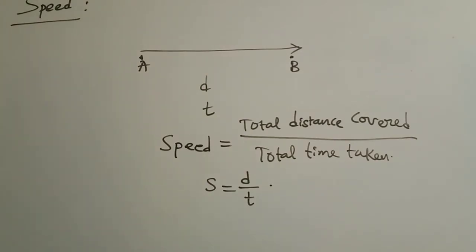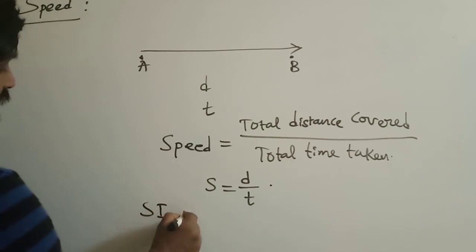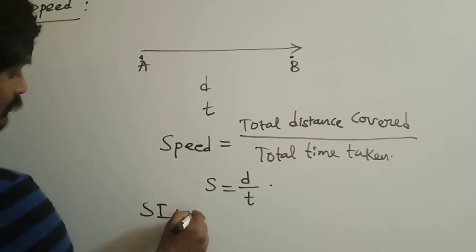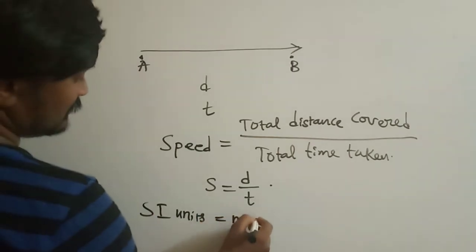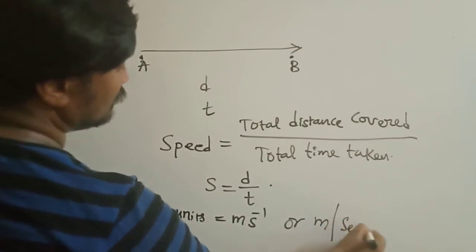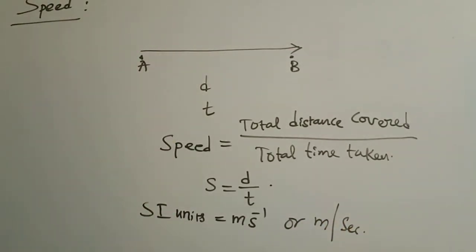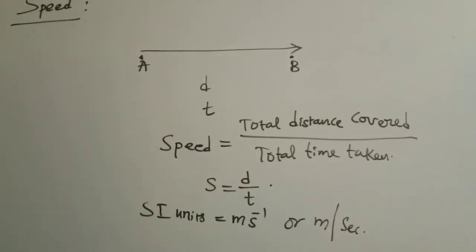So this is about your speed. That means speed of a body is the rate at which it describes its path. Okay, and what are the units for this? SI unit for speed is meter second inverse, or we can say meter per second. You can use either one, meter second inverse or meter per second. So that is the SI unit of speed.